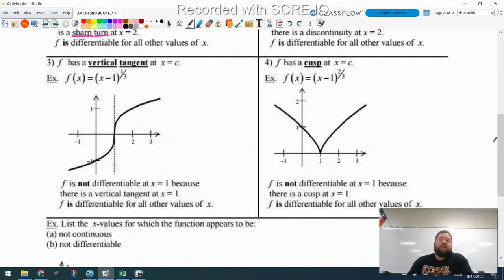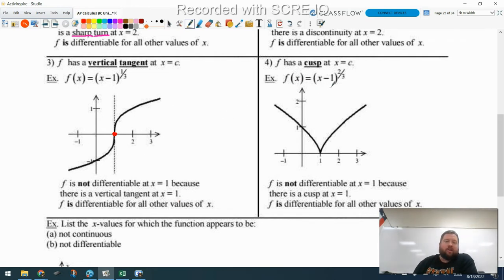The third way is if your function has a vertical tangent line. You really only see this on cube root type functions because they have a concave up curve going like that, and then a concave down curve going the other direction, and you get that vertical tangent right there in the middle. So this function would be not differentiable at x equals 1 because there is a vertical tangent at x equals 1, but it would be differentiable at all other points.